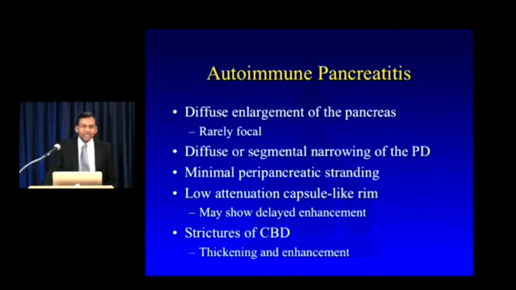Now, autoimmune pancreatitis tends to be diffuse in most cases. So in most cases, you're going to see a diffusely enlarged pancreas, albeit with an absence of peripancreatic stranding, edema, or fluid. So unlike edematous pancreatitis, where typically a really big pancreas is going to have lots of surrounding inflammation, here you're going to see a really big pancreas with a conspicuous absence of surrounding inflammation.